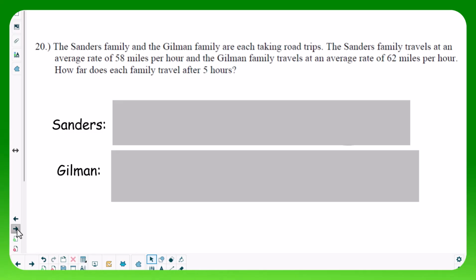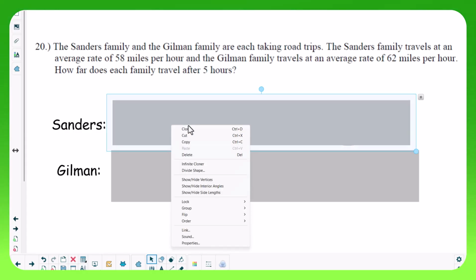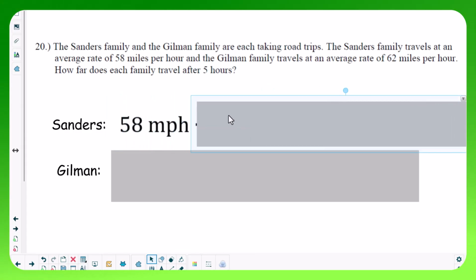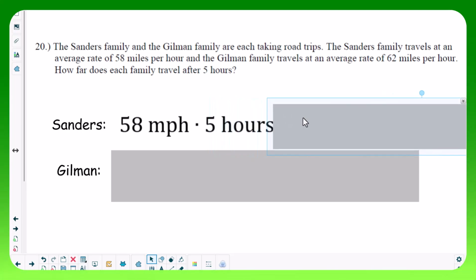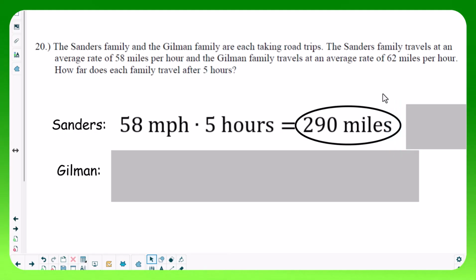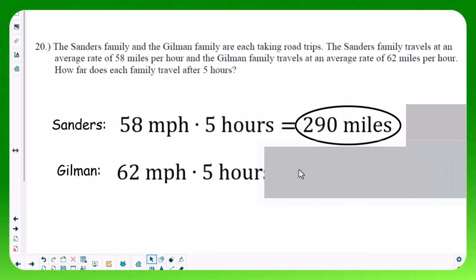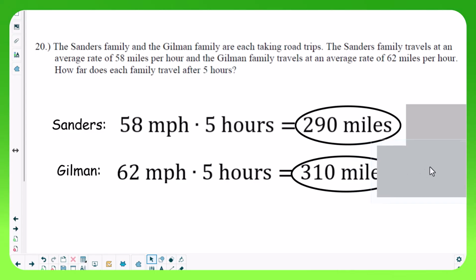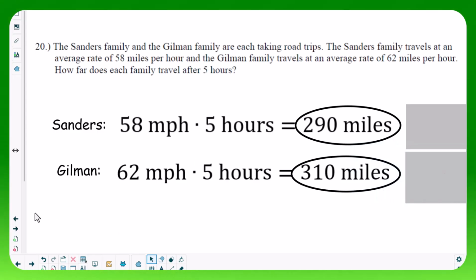So, not a super difficult problem. We are actually given the unit rate here, and we want to use it to find the distance they travel after 5 hours. So, for the Sanders family, who's traveling at 58 miles per hour, we can multiply 58 miles per hour times the number of hours they're traveling. And that's going to get us a total distance of 290 miles in that 5 hours. Similarly, for the Gilman family, they're traveling a little faster, so we can expect them to travel more miles in that same amount of time. So 62 miles per hour times 5 hours will travel a total distance of 310 miles in that same time frame.